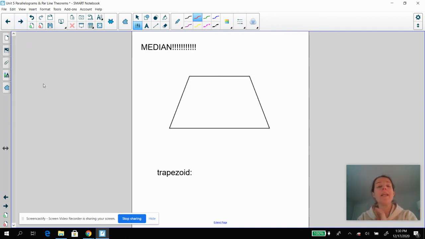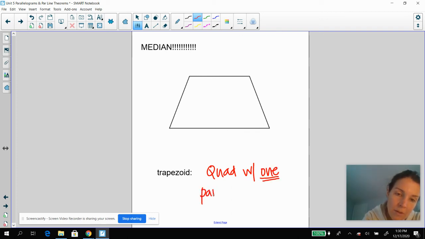Now, in a trapezoid, we have something that seems very similar, but it has a different name. So a trapezoid is a quadrilateral with only one pair of parallel sides. This is really important. So it's sort of like the isosceles triangle definition, where some people say it's at least two congruent sides. Some people say it's a quadrilateral with at least one pair of parallel sides. I disagree. A trapezoid is a quadrilateral with one pair of parallel sides.